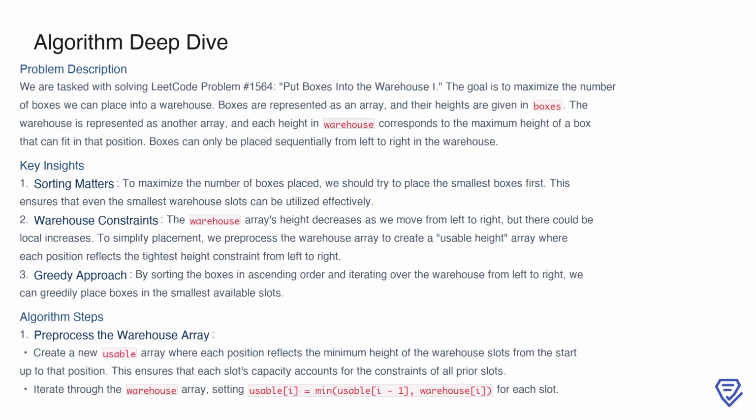To simplify the problem, we pre-process the warehouse array to create a usable array, where each slot reflects the tightest possible height constraint from left to right. Finally, a greedy approach works well here. By sorting the boxes and iterating through the warehouse, we can place as many boxes as possible in the smallest available slots. This ensures we maximize the number of boxes placed efficiently.